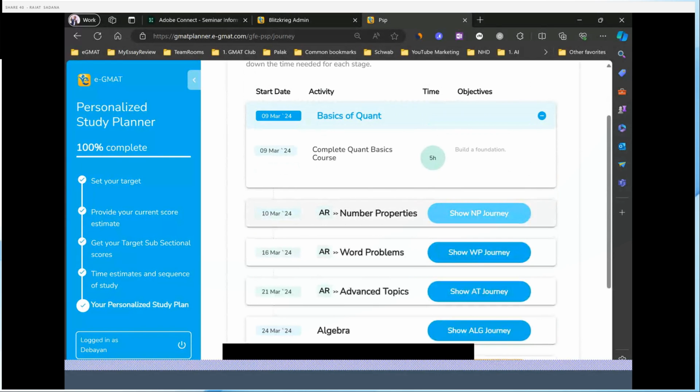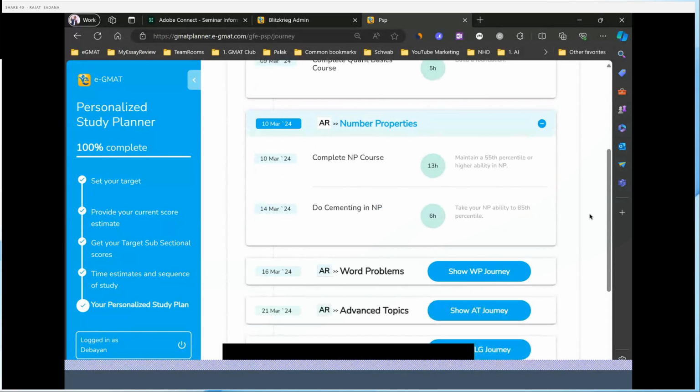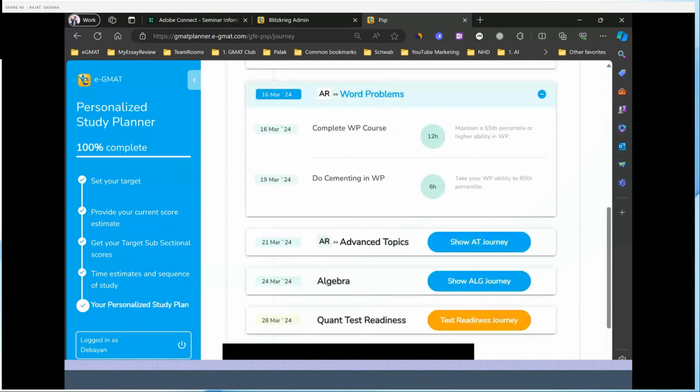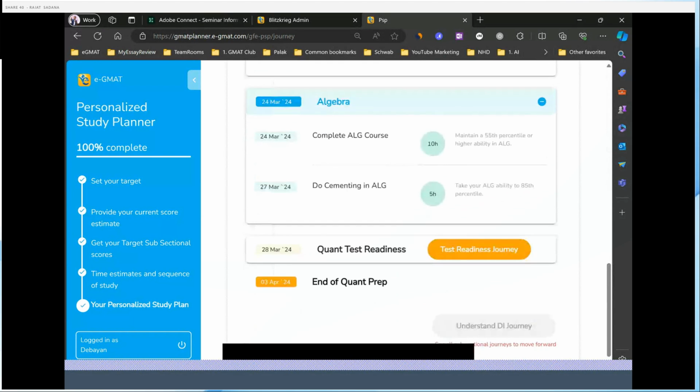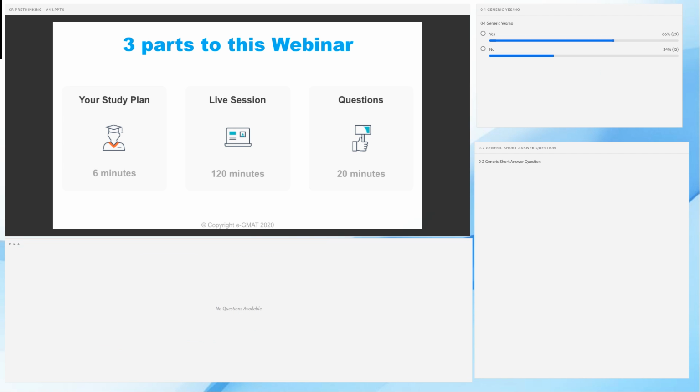On the quant side, you're going to start with the course, and it estimates how long you need to do the course. And because e-GMAT's quant course is space enabled, which means we build a custom course for you, this is an estimate. As you go through, the course will automatically adjust its length based on how you're doing. So it'll either reduce that time even further, or increase that time if you're not succeeding. Same thing with word problems, same thing with advanced topics and algebra. Okay. So this is a brief overview on how to think about your overall study plan.